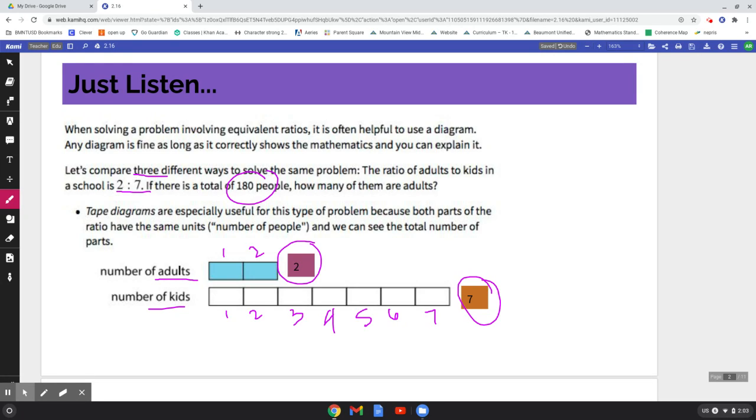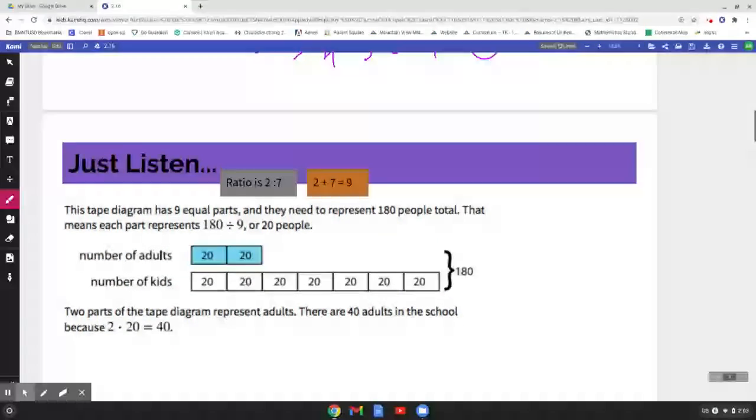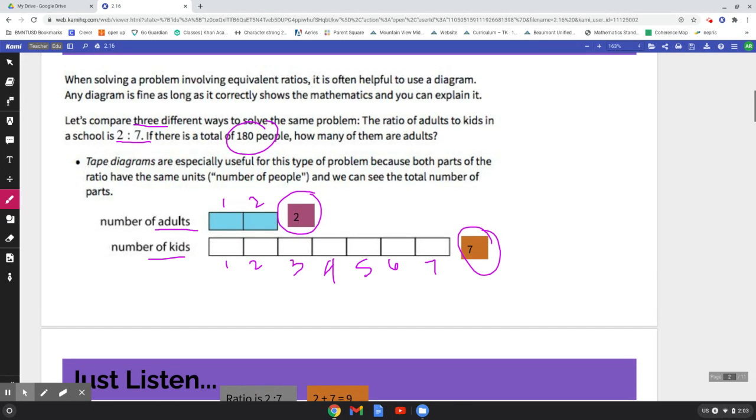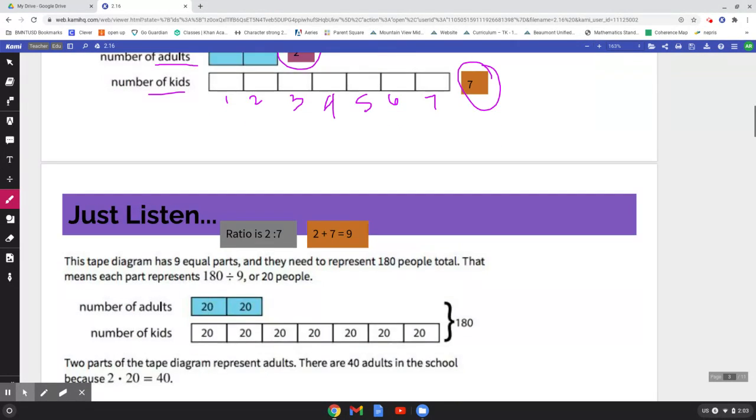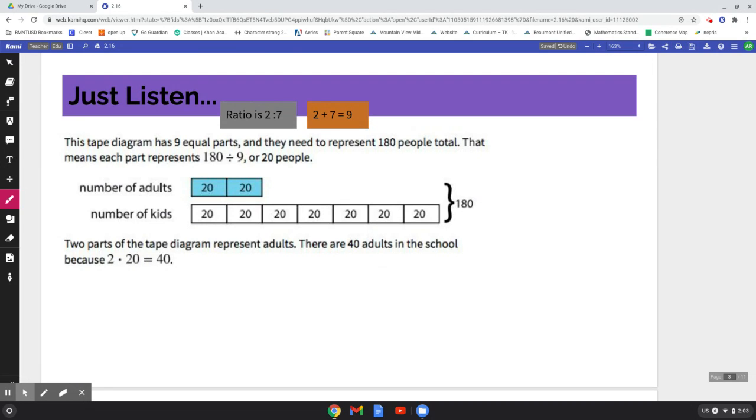How many are adults? Now, when you have a problem like this, tape diagrams are usually going to be the most useful because you have a total and we're looking for a part. So the tape diagram can be very helpful when we're doing that. So now remember above, our ratio was 2 to 7, right? With these tape diagrams, this slide in particular is what a lot of you were struggling with when you were doing the practice last class. So what you need to know is that the ratio is 2 to 7.